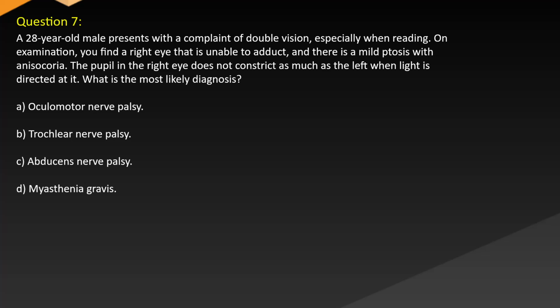Question 7. A 28-year-old male presents with a complaint of double vision, especially when reading. On examination, you find a right eye that is unable to adduct, and there is a mild ptosis with anisocoria. The pupil in the right eye does not constrict as much as the left when light is directed at it. What is the most likely diagnosis? A. Oculomotor nerve palsy. B. Trochlear nerve palsy. C. Abducens nerve palsy. D. Myasthenia gravis.